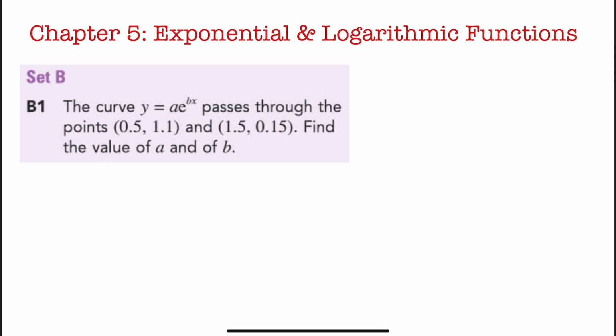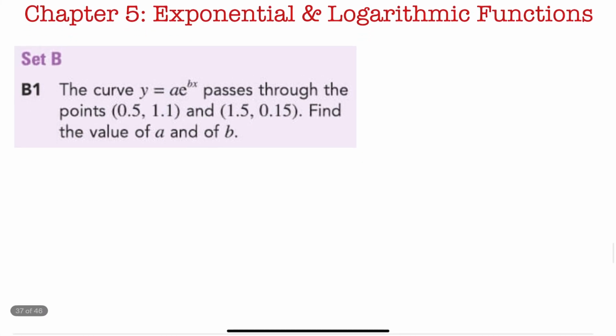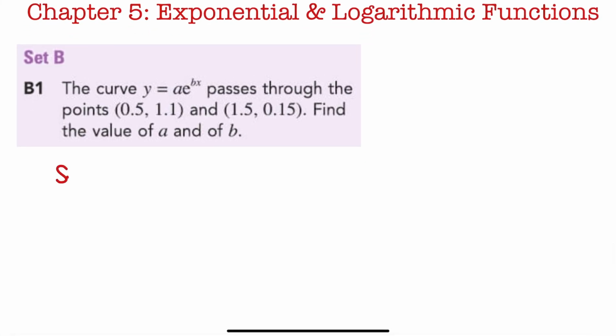B1. The curve with the equation y equals a times e power bx passes through these 2 points. Find the value of a and b. If the curve passes through these 2 points, this means that the x coordinate and y coordinate will satisfy this equation. So what I can do is simply sub in the coordinates that the curve passes through into this equation. Very simply, I will sub 0.5 comma 1.1 into the equation of the curve.